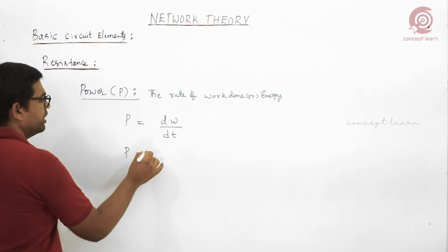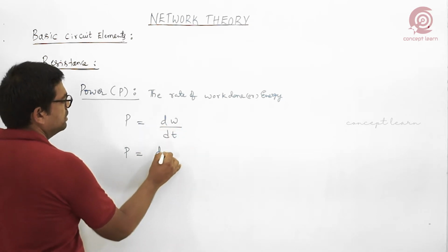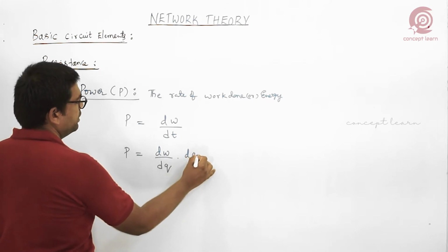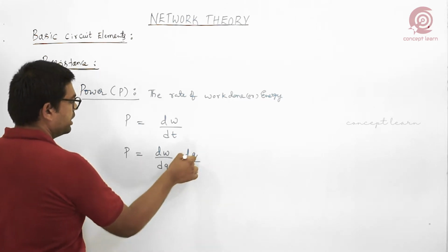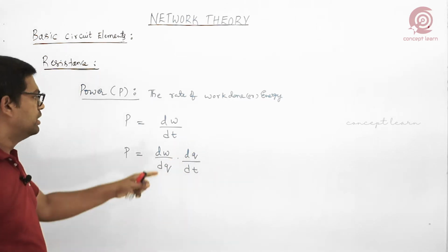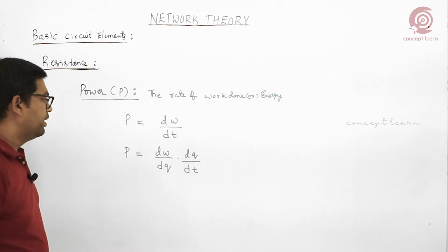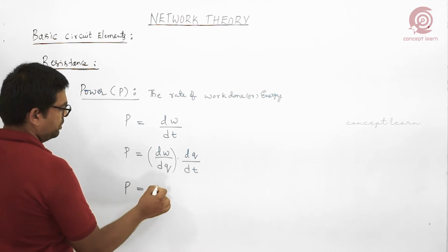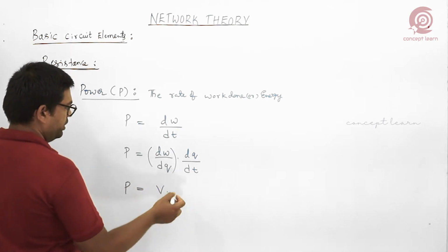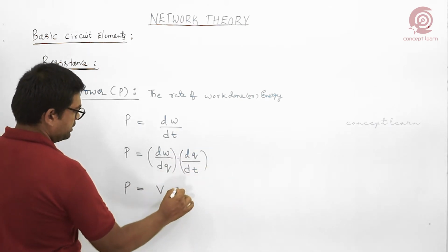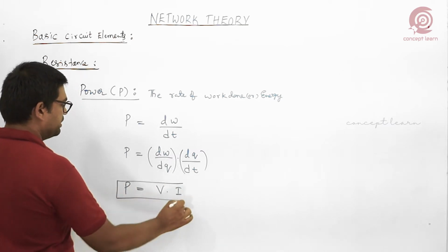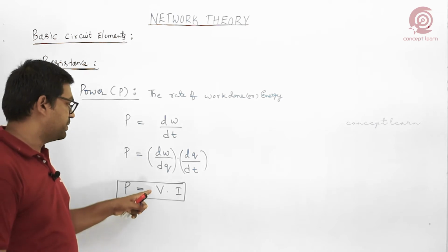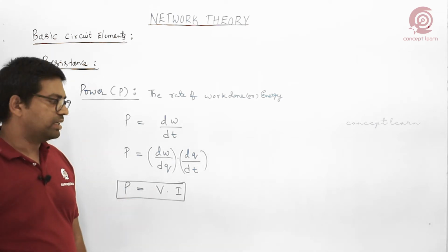This relation we can write as dW by dq times dq by dt. Absolutely there is no change; you can cancel dq, and we get the same relation. dW by dq is voltage, and dq by dt is current. So power, the rate of work done or energy, can be expressed as the product of voltage and current.